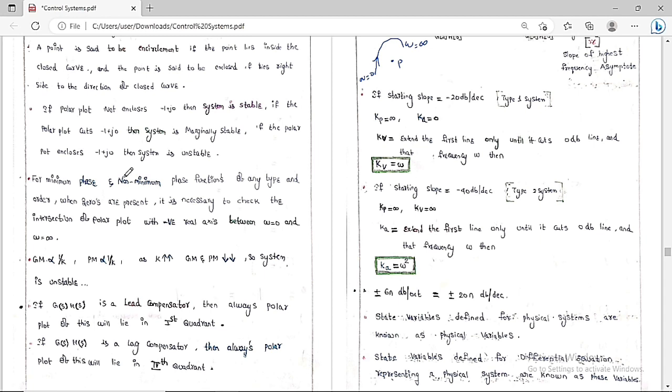So therefore we can say for minimum phase systems as well as non-minimum phase systems of any type and order, when zeros are present, it is necessary to check the intersection of the polar plot with the negative real axis between omega equal to 0 and omega equal to infinity.